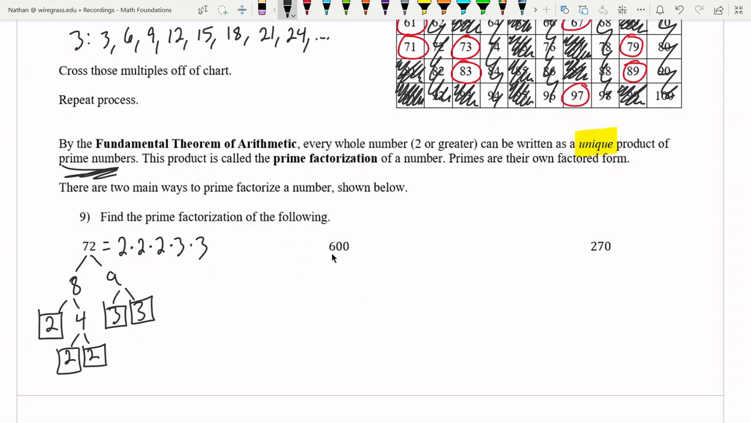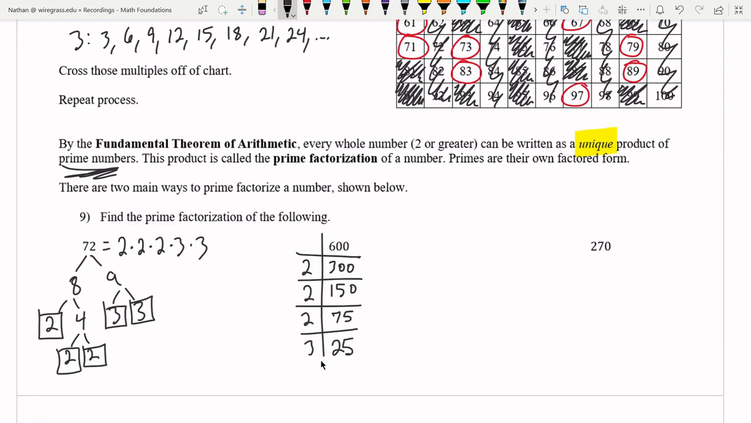Now, another way of doing this is taking a number and then dividing it by successively bigger primes until it can't be divided any further. So 600 can be divided by 2. That's the first prime number it can be divided by. That gives us 300. This number can be divided by 2 again, though. That gives us 150. This again can be divided by 2, giving us 75. And then 75 can be divided by 3, the next smallest prime, 75 divided by 3 is 25.